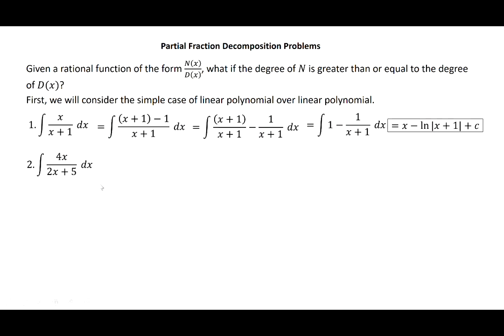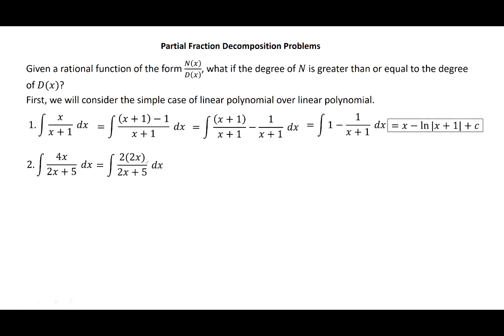Number 2. What do we do in this case? 4x on top, and on the bottom we have a 2x plus 5. We want to get a 2x plus 5 on the top. Well, how about this? Can I write the top as 2 times 2x? My eventual objective is to get a 2x plus 5 on the top. But right now, at least I have succeeded in getting a 2x by factoring out a 2 and getting 2 times 2x.